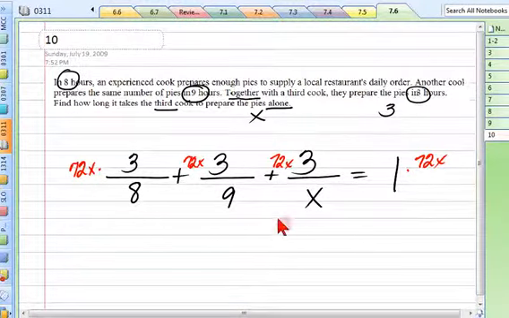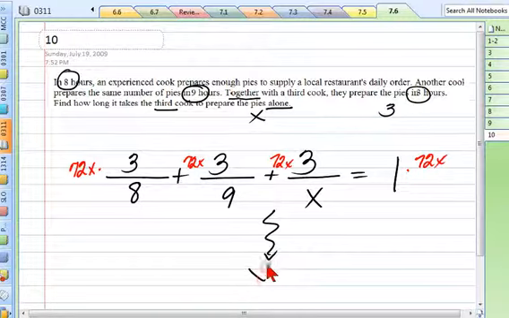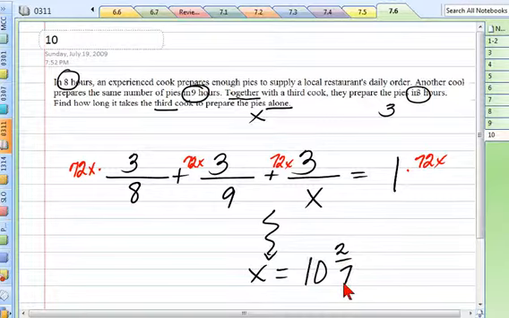And we're just going to say, voila, x is, and it wants a mixed number, and we would get 10 and 2/7. It appears that all improper fractions get turned into mixed numbers in this lesson, although not all the instructions tell you to do that.